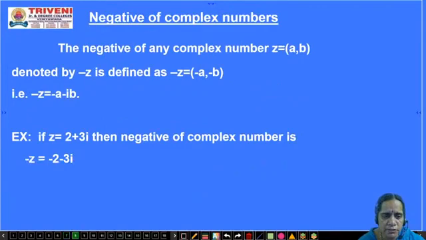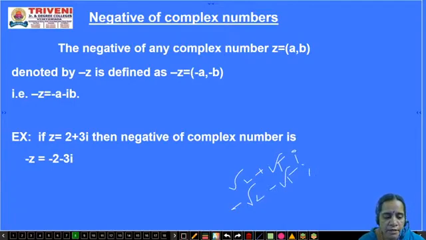Next we are going to the next topic: negative of a complex number. What is the negative of a complex number? The negative of a complex number z is minus z. It can be denoted by minus z is equal to (minus a, minus b). Minus z is equal to minus a minus ib. Here, for example, we take 2 plus 3i. The negative of 2 plus 3i is minus 2 minus 3i. Suppose the complex number has roots, say root 2 plus 5 root 5 i. The negative of the complex number is also the same: minus root 2 minus 5 root 5 i.